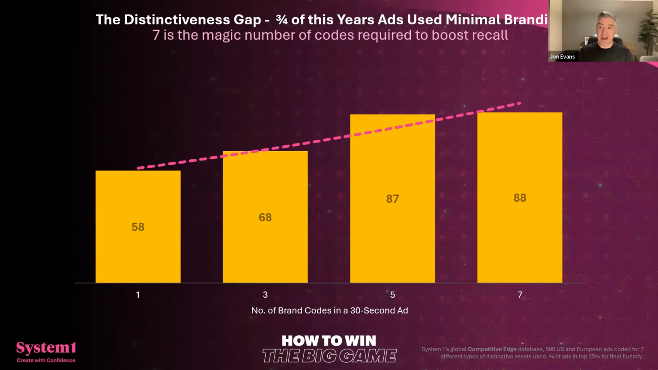Now, how can you do that? Well, another bit of advice in the book is use your fluent devices, use your brand codes, as Mark Ritson would say. And it's not about using the same thing over and over again, but finding different ways of making your brand recognizable. It could be a character, a jingle, a logo, a strapline, or a color. There are many, many ways of making sure your brand is familiar. And using between 5 and 7 different occasions for that branding is super important. You can see here that's going to get you up to 87 or 88% of the audience recognizing. So again, these are simple things that often get forgotten when people make a Super Bowl ad.